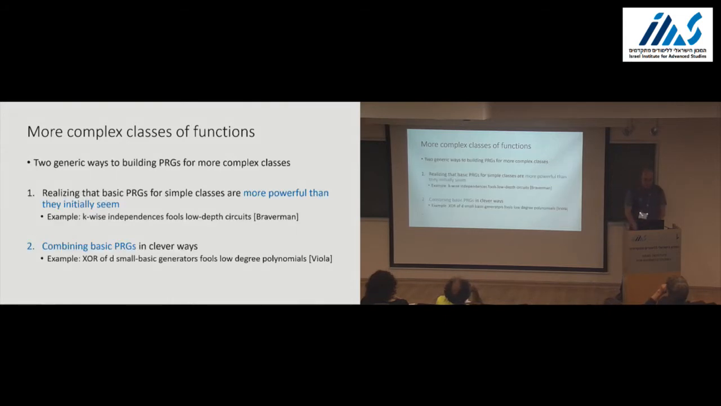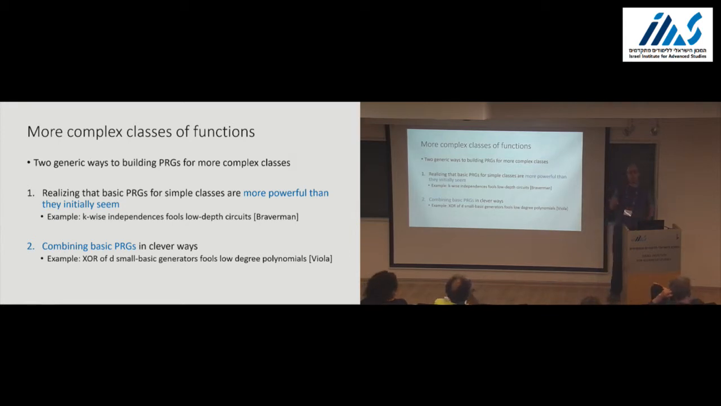In general, people have developed, over the years, several techniques to construct pseudo-random generators, and they usually fall into one of two buckets. Either it's realizing that you can take these basic PRGs, and even though they're supposed to fool basic tests, they actually have more power than what you initially expected, so they can fool richer classes of tests. That's a very lucky situation to have. The more common one is that we start with these basic PRGs, then we combine them in clever ways and get more general generators that fool richer classes of tests.